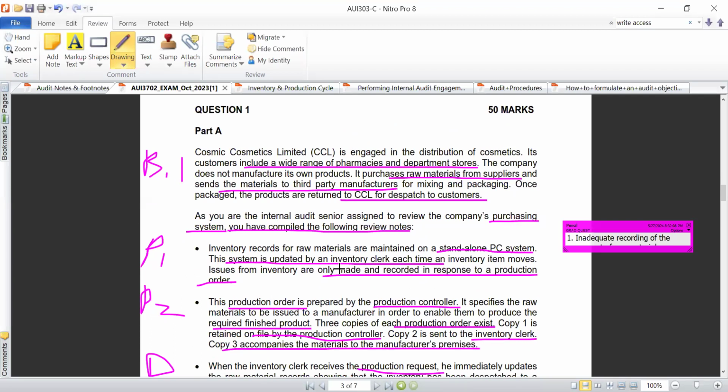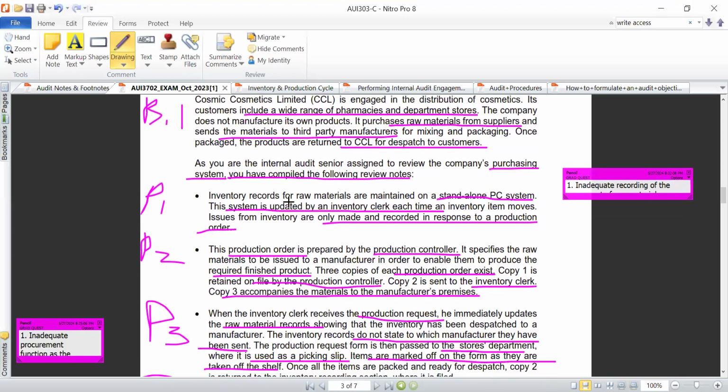Or even without identifying what can potentially go wrong, it's easier to tell why they are doing what they are doing. It's because they want to achieve this and that. That's exactly what they want you to write down here. So I'm going to read the first bullet point again, and then we will try and see if there's an audit objective statement that we can draft from that. Inventory records for raw materials are what?